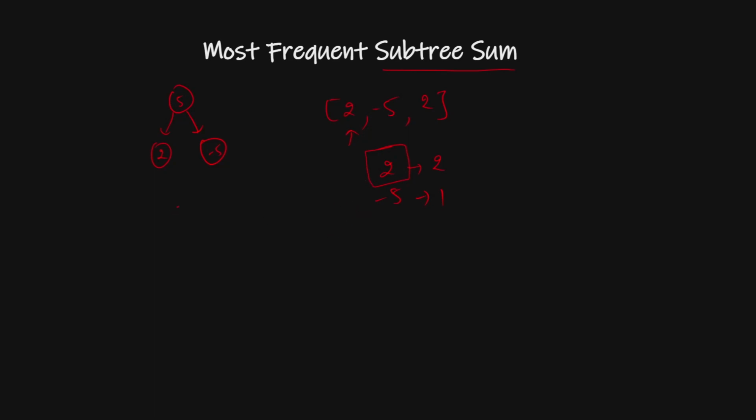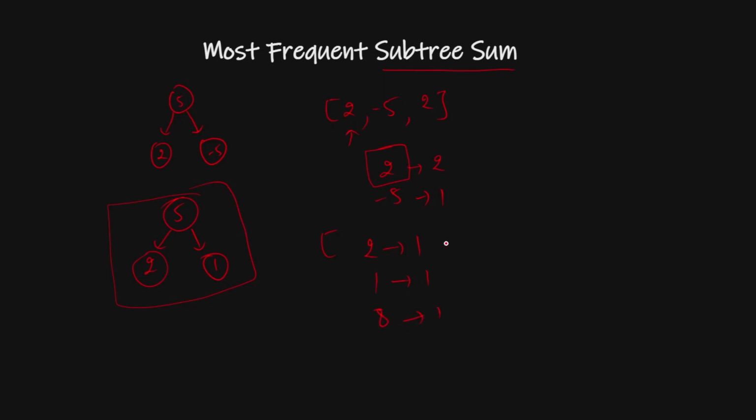Now let's say another example. If I have 2 and this, in this case, what will be my most frequent sum? You can see this 2, I have this 2 one time. The sum of this subtree will be 2. The sum of this subtree will be 1. So 1 also occurs one time. And this 5, and the sum of this whole subtree will be 5 plus 2, 7 plus 1, that is 8. That is one time.